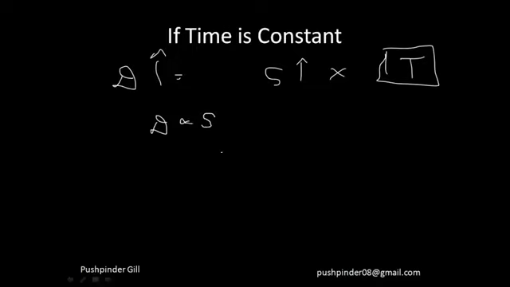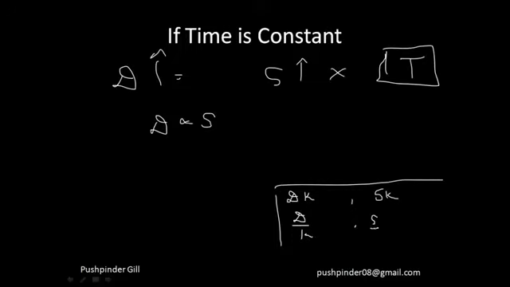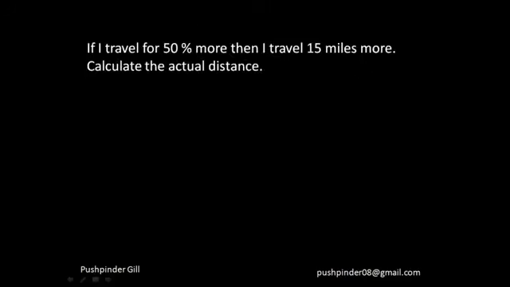Fine. So if distance is directly proportional to speed, I can come to the conclusion that if distance gets multiplied by k, speed will also get multiplied by k. And if distance is divided by k, the speed will also get divided by k. Fine. It's pretty much the same stuff. So if time is constant, distance is directly proportional to speed. So I hope you're understanding now, because it's becoming more and more clear, right? So let's see this question.